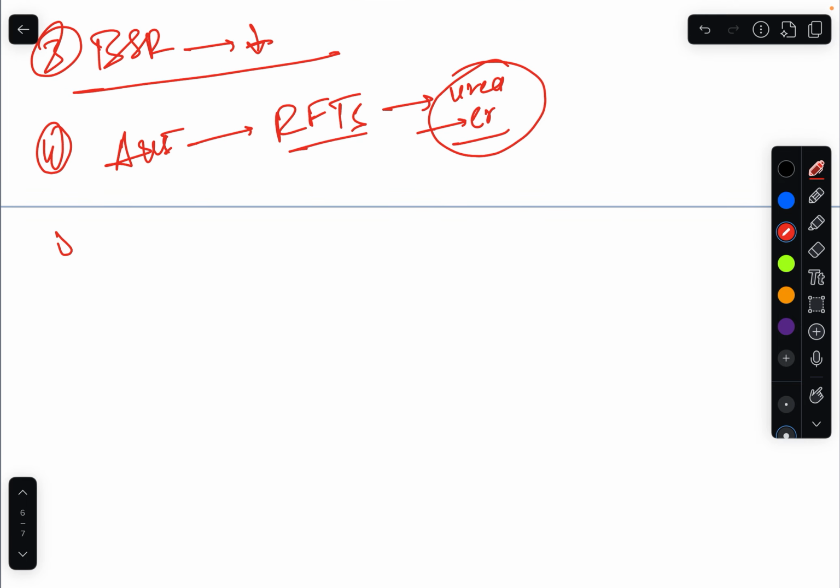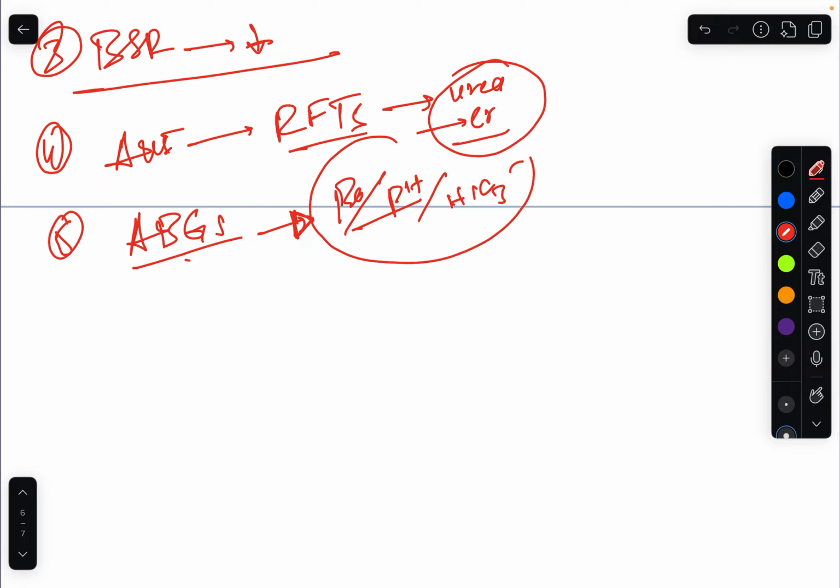Then we will do ABGs, arterial blood gases. One of the lab findings of severe malaria was acidosis and hyperlactatemia. So we will see base deficit, we will see pH, we will see bicarbonate, all those we will see in ABGs.